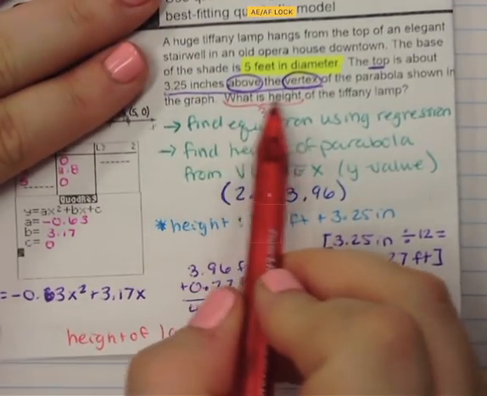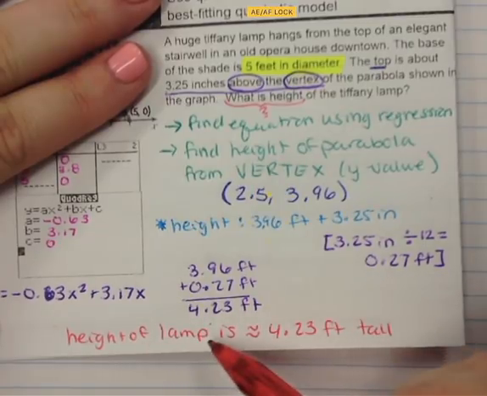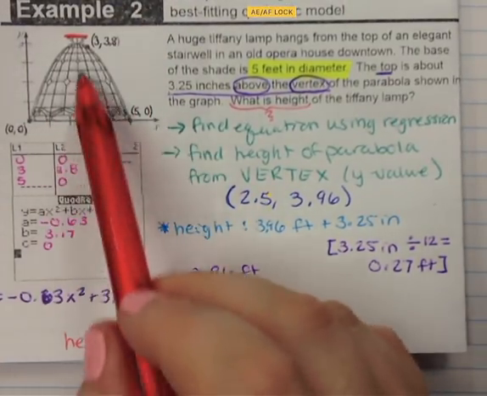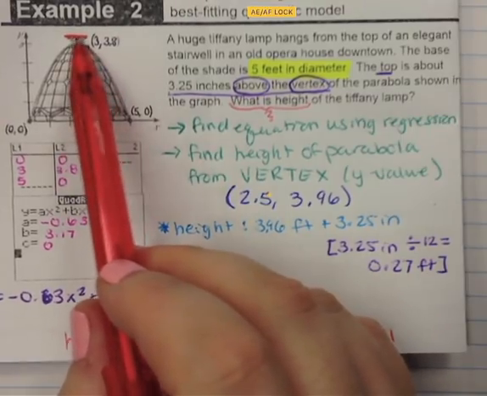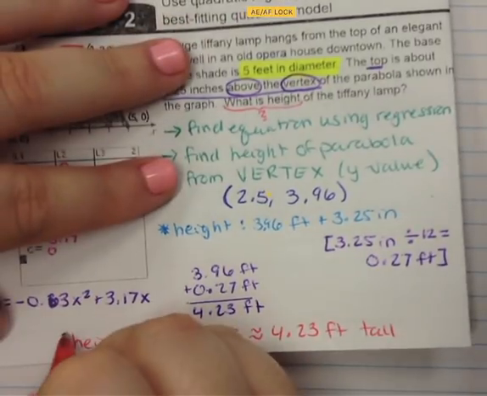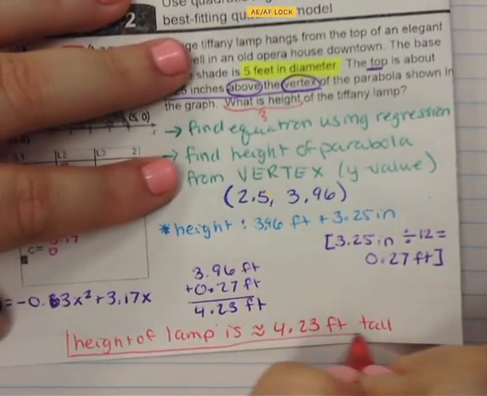That was our question. What is the height of the Tiffany lamp? So our height of the lamp is 4 23 hundredths feet tall. And again, these are in feet. And we can see that that height is roughly above 4. So this makes sense. This is our answer of our height.